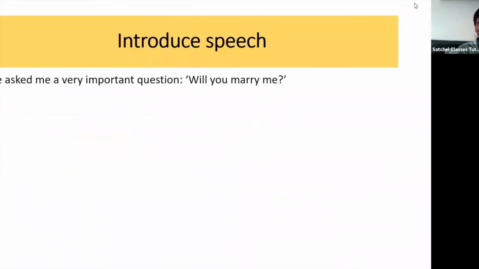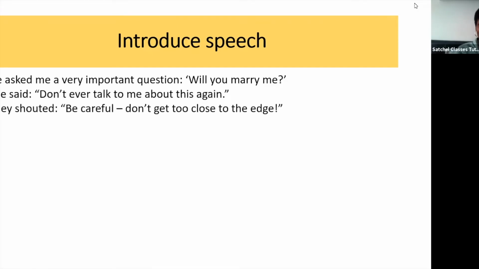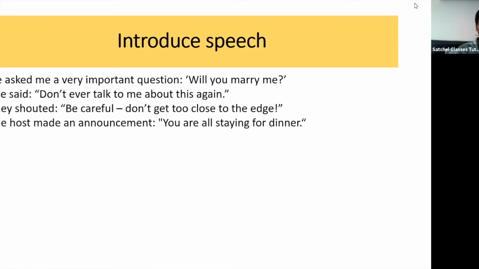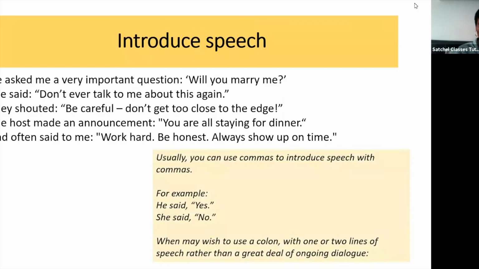Okay, finally, let's talk about colons to introduce speech. So here are some examples. He asked me a very important question: will you marry me? She said: don't ever talk to me about this again. They shouted: be careful, don't get too close to the edge. And the host made an announcement: you're all staying for dinner. And here's another one. Dad often said to me: work hard, be honest, always stay on time.